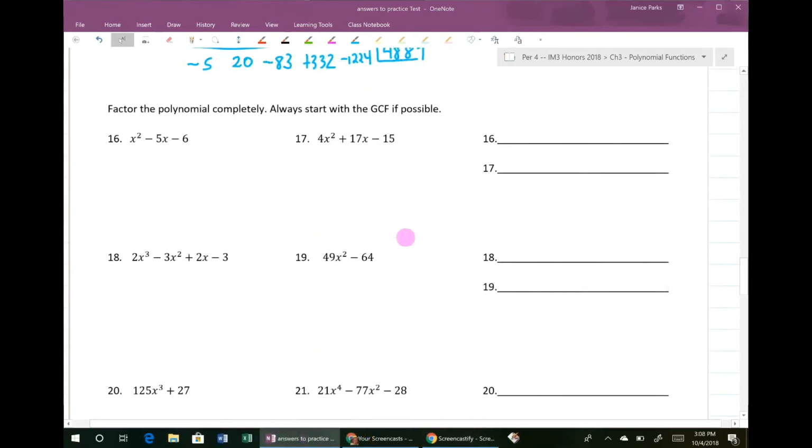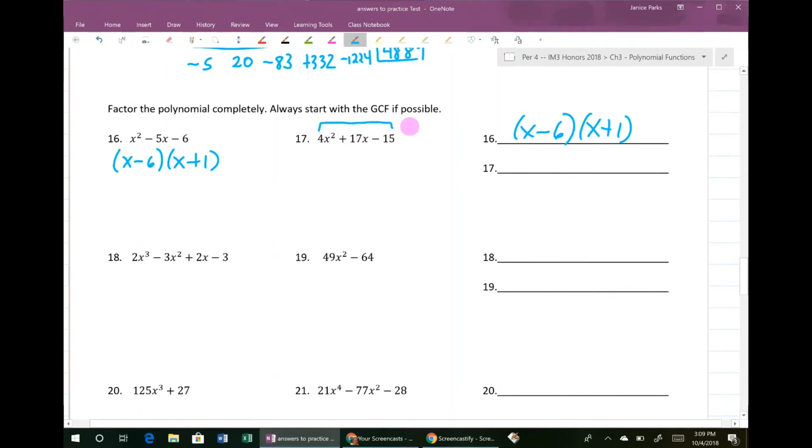For the next ones, we're doing factoring. We're factoring out the polynomial completely. You always want to start with the greatest common factor if possible. This is just a one-step equation. You're looking for the factors of negative 6 that add up to negative 5. So that would be negative 6 and positive 1. Because the 6 is negative, we cannot use 2 and 3.